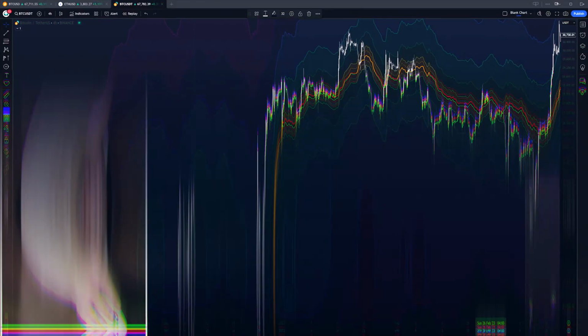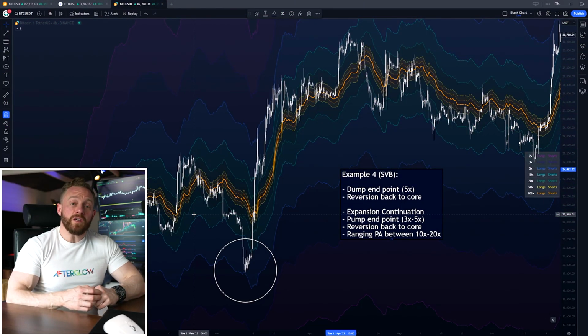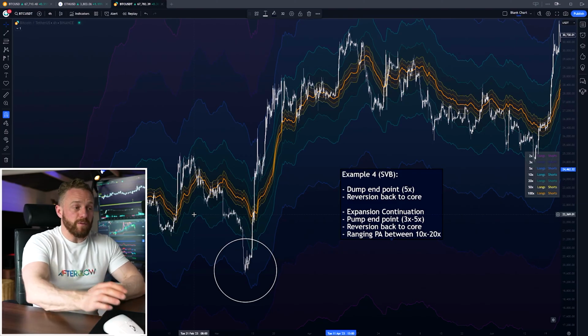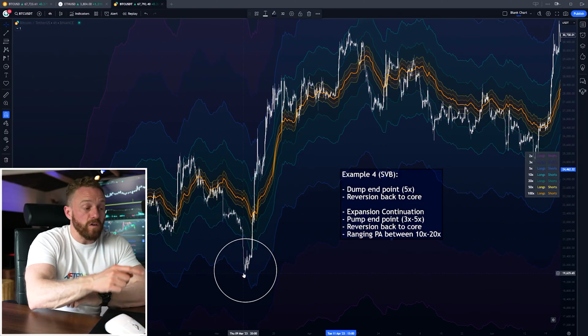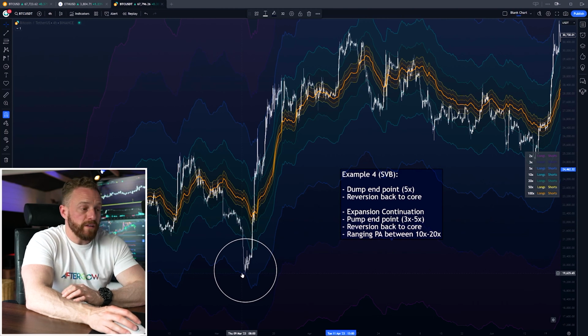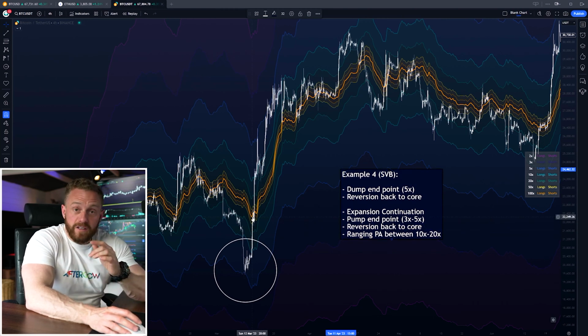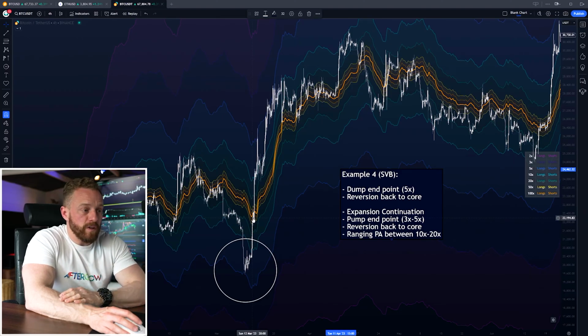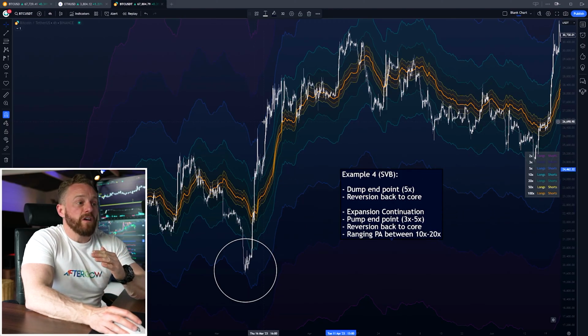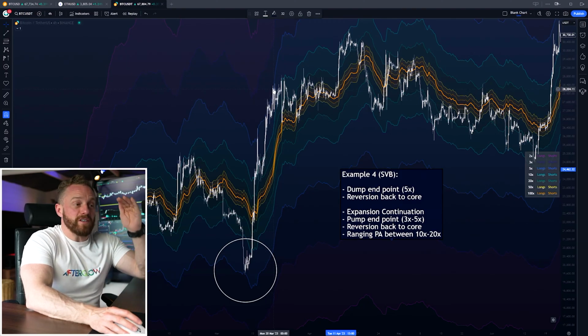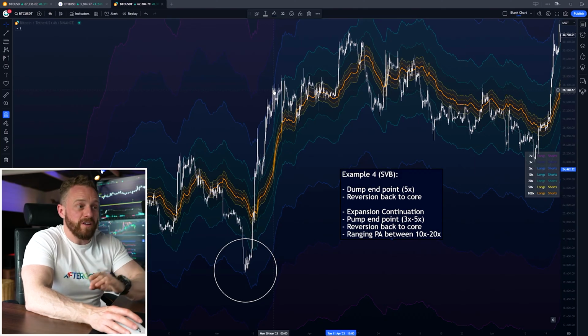Example 4 is the SVB crash, and here you've got a dump and a pump. So if you look closely, you can see price dumped down to the 5x levered longs there in blue on the liquidity band. Then you got the reversion back to the core yellow liquidity line. That then flipped from resistance to support, and the expansion then continued and continued up. You could have rode that long and stayed in the trade until you hit the 5x liquidity shorts at the top here.